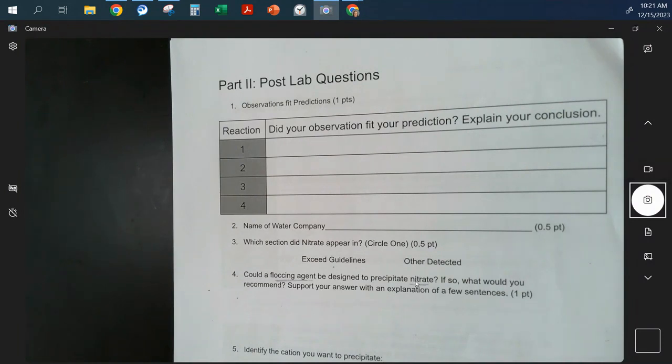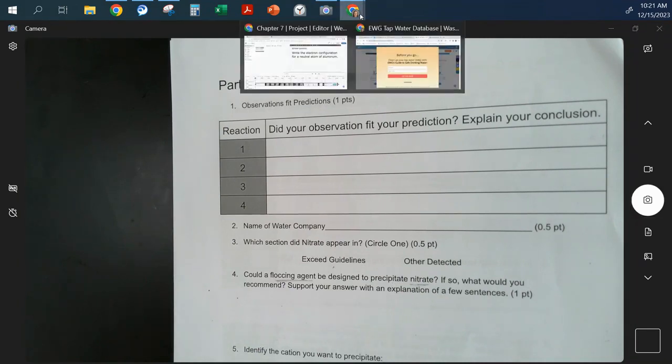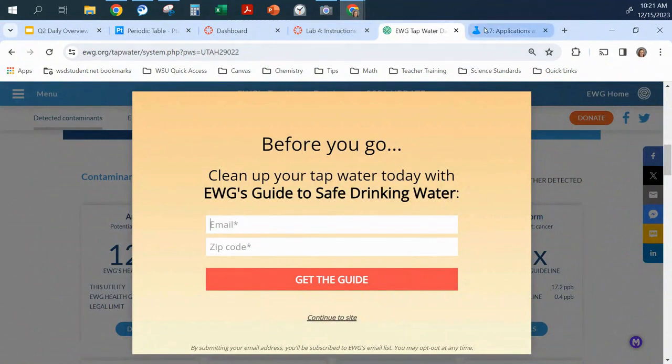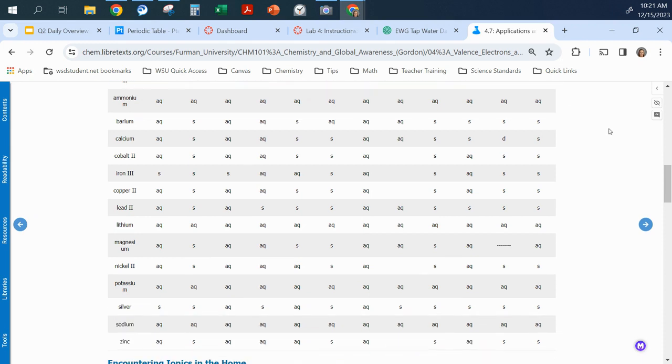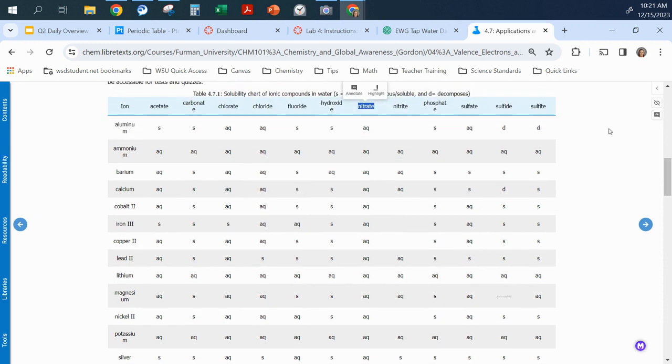Remember we talked very briefly at the beginning about a flocking agent, and it needs a cation and an anion. One of them is going to make the thing that you're looking to precipitate, and then you can filter it out if it will precipitate. So we need to go back to our chart and look for nitrate. Nitrate is an anion, so it should be up here. Okay, here it is, nitrate. Then we look down this chart, or you can look at your chart. Is there anything that will make nitrate precipitate out?